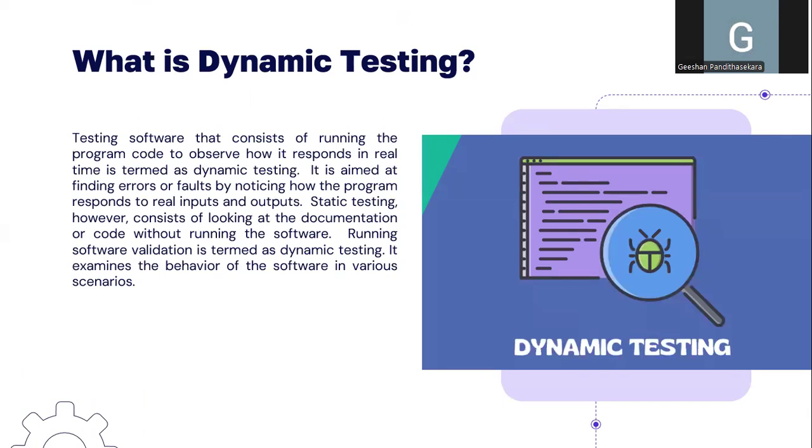Now let's move on to dynamic testing. This is the part of testing where we actually run the software to see how it behaves. It's about checking whether the system reacts properly to different inputs, whether it crashes or behaves unexpectedly. Unlike static testing, we aren't just reading, we are actively interacting with the software, simulating user behavior.